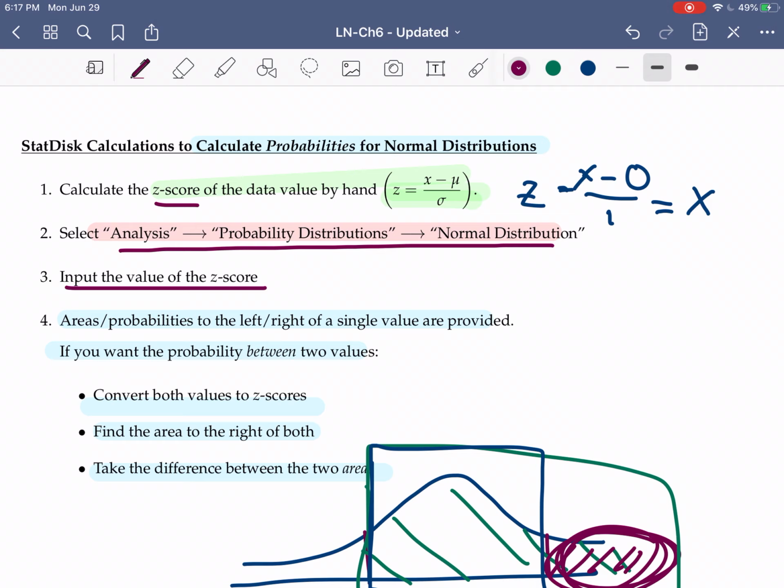If we want the probability that it's between two values, we're going to have to convert both of those values to z-scores separately, and then we will find the area to the right of both of those, or to the left. I wrote to the right here. Actually, in practice, I usually use to the left. Take the difference between the two areas.